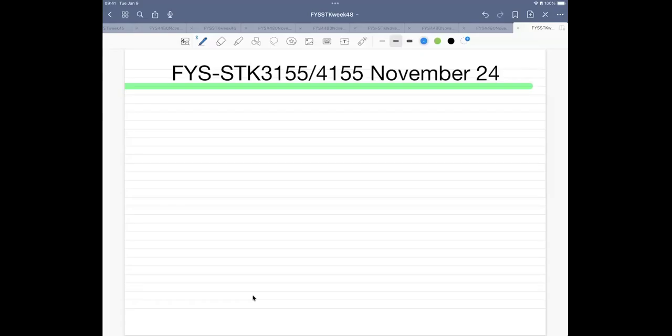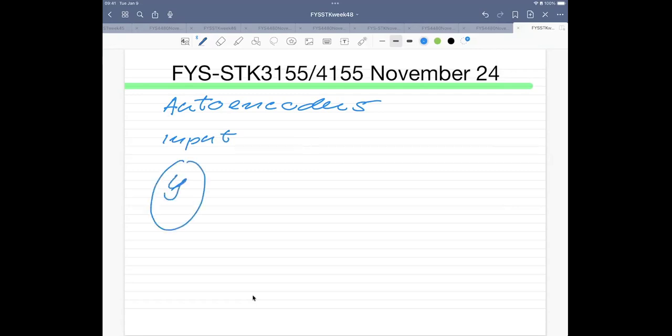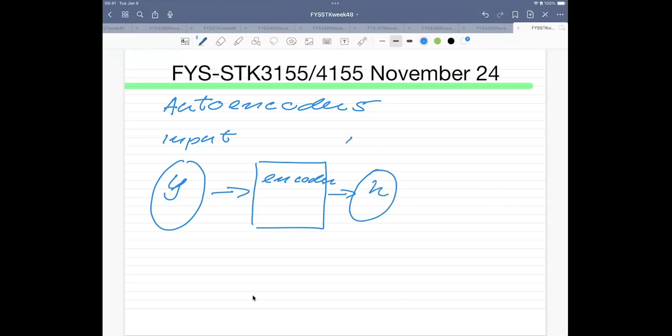So if we look at the autoencoder, let's make a drawing again. Basically you have an input layer, and we write this with a Y here. Let me just call it Y. So this is our input layer. This feeds into an encoder, and this produces an output here, which goes into the latent space, and I call this H. So this is the latent space.